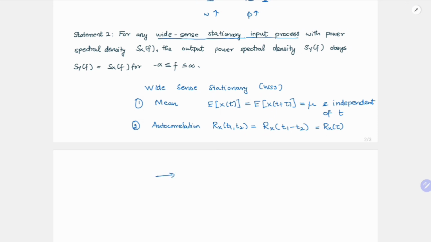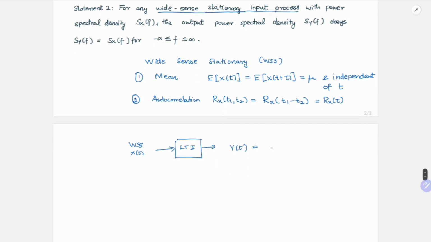So when a wide sense stationary signal x of t is passed through a LTI system and we get the output y of t, this output y of t is given as the convolution of the impulse response of your LTI system with x of t. So in terms of power spectral density, Sy of f is given as mod H of f whole square into Sx of f. So this is what we get.